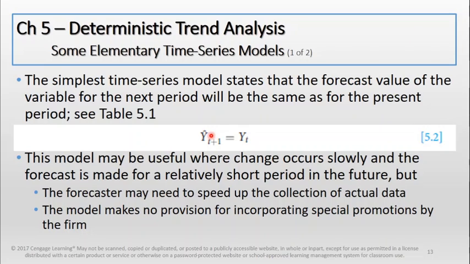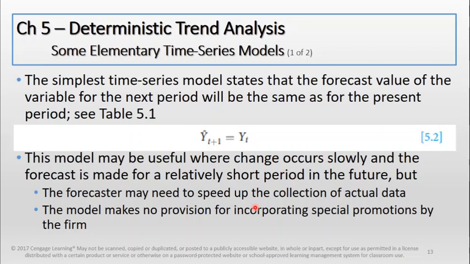The forecaster may be faced with the task of speeding up the collection of actual data. Di ba? So even though, for instance, by March 16 you're already trying to forecast your sales for April, you cannot simply do that right away because you are still on March 16. The month isn't finished yet, di ba? So that is why, if you are to do this, you need to speed up the collection of your data.